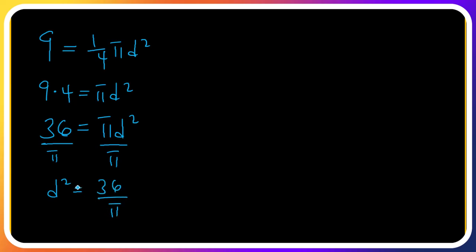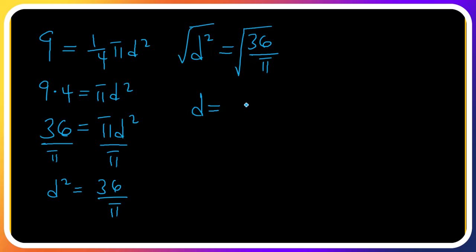And since we want d but not d squared, we take the square root on both sides. So d squared equals 36 on pi, and we have d equals 6 on root pi. So this is the diameter for the first circle.